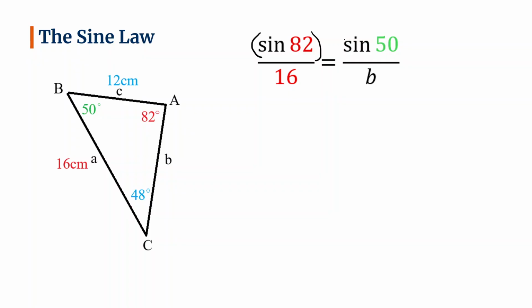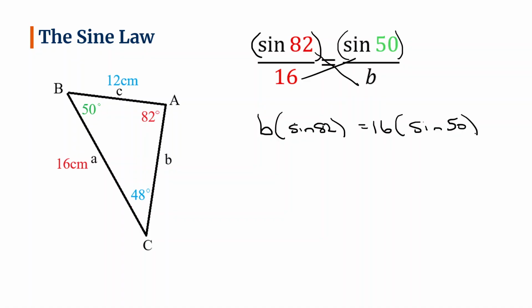knowing that sine 82 is like a package deal. You can't separate 82 from sine because sine needs an angle. Same thing here. So knowing that those belong together, I'm still going to cross multiply. So B times sine 82 is equal to 16, cross multiplying the other way, times sine 50. Now that bracket doesn't actually have to be there. It's just for me to visually see that sine 82 is one package and the other thing is, in this case, B.